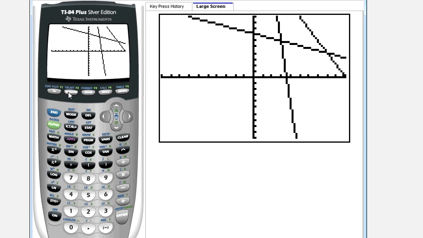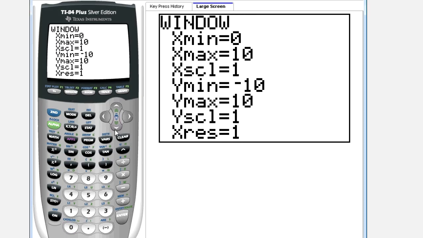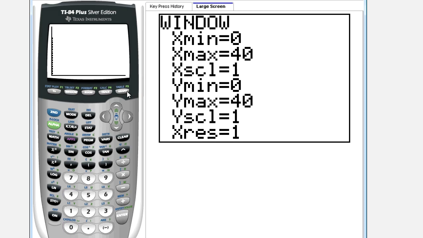Right here, maybe it wouldn't be so bad, but when you have 5 or 6 inequalities, it can be kind of tough. So I'm missing some of this. What I'm going to do is go to Window and Adjust. It has X-min at -10. I want to change that to 0 because we have to be positive.